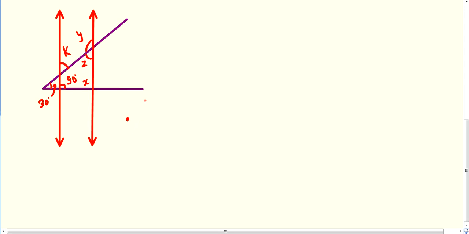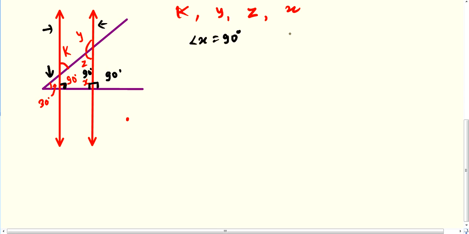So in this question we are having unknown angles k, y, z and x. As you can see here, we are having two parallel lines. This is the first and this is the second. Now this angle is given to you as 30 degrees, this one is 90 degrees. So these lines are parallel. That means if this angle is 90 degrees, this will be 90 degrees same, and x will be 90 degrees as well, because lines are parallel. So here x equals 90 degrees, lines are parallel.